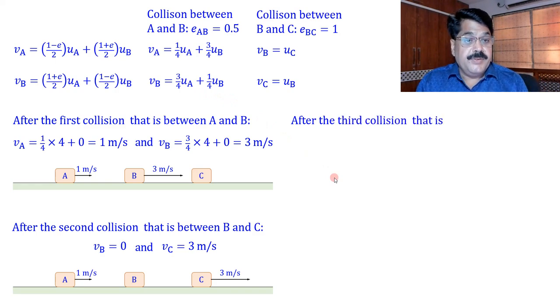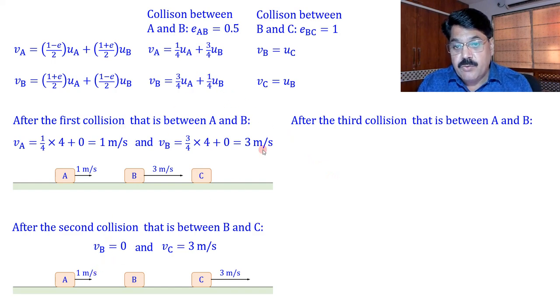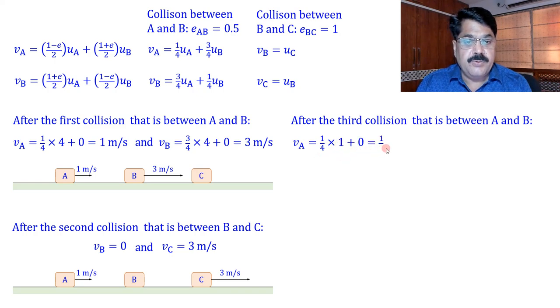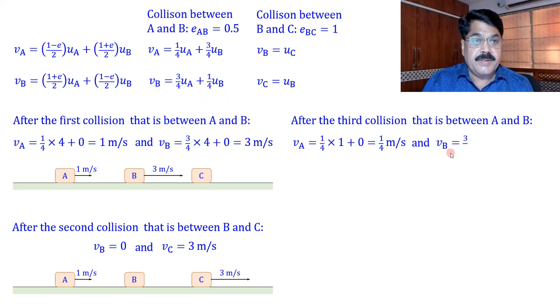After the third collision, that is between A and B, we substitute UA is equal to 1. So VA is equal to 1/4 into 1 plus 3/4 into 0, which is 1/4 meter per second, or 0.25 meter per second. Similarly for VB, 3/4 into 1 plus 0, so it will be 3/4 meter per second, or 0.75 meter per second.